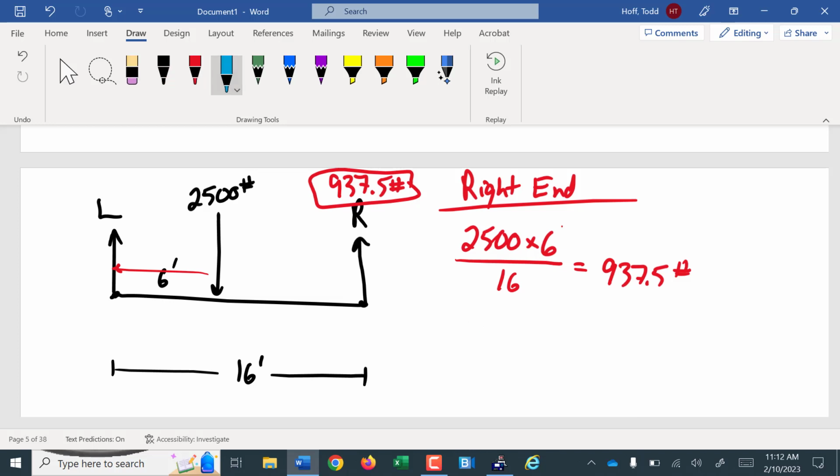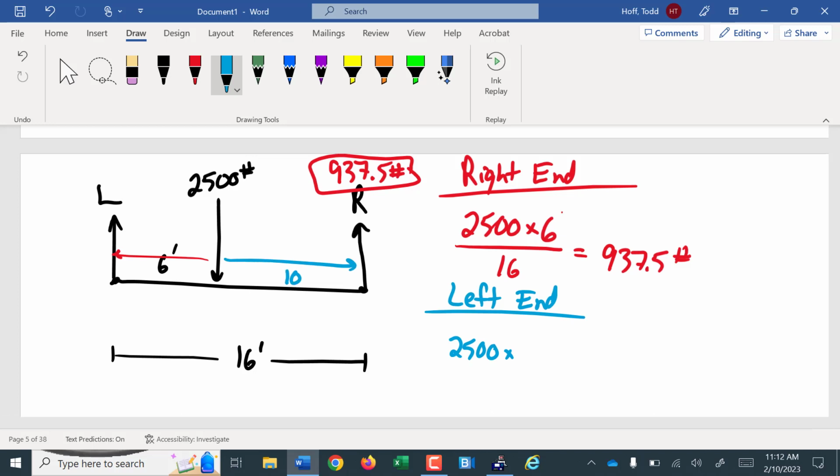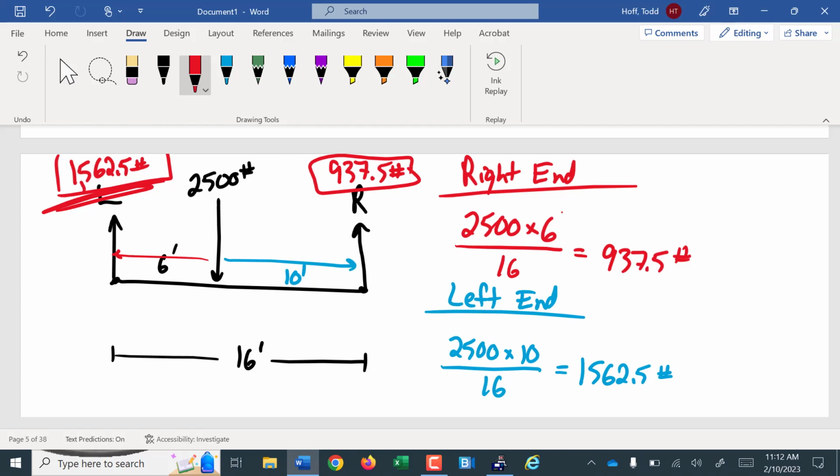So let's do the left end. That'll be the total load of 2,500 times what distance? It's 10 feet to the opposite end, divided by 16. And that does come out to be 1,562.5 pounds. And so you double check them by adding those two up to make sure they add up to your total of 2,500 pounds.